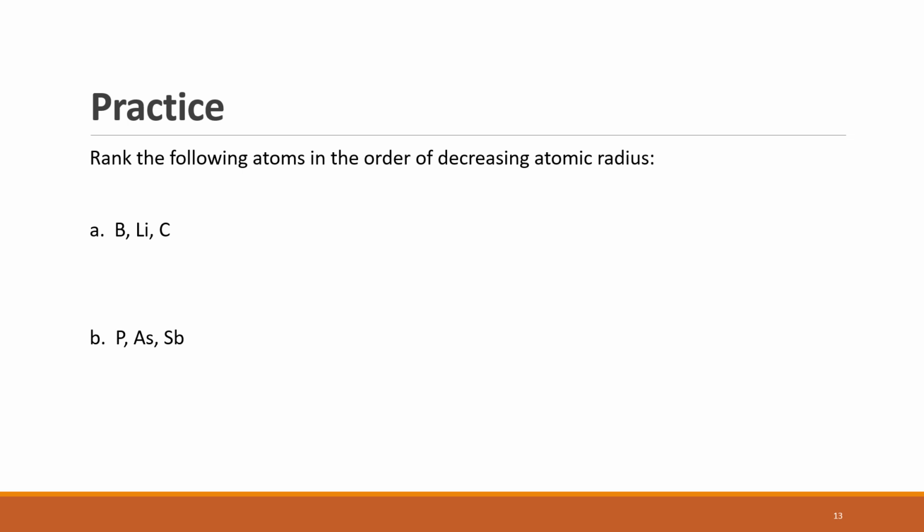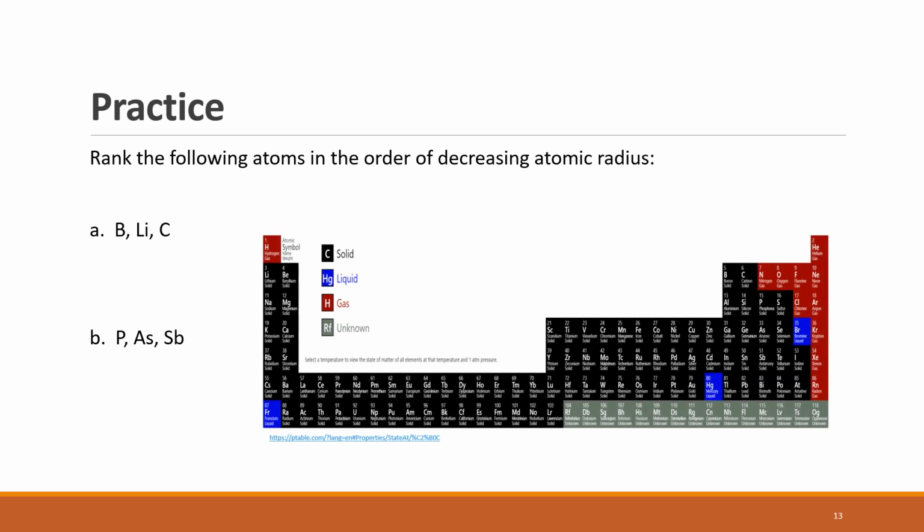So let's practice. We're going to rank the following atoms in order of decreasing atomic radius. That means we want the largest ones first and the smallest ones last. First we're looking at boron, lithium, and carbon. So there's boron, there's carbon, and there's lithium. The nice thing about this example is they are all in the same period. So we just need to know the trend as you go across.